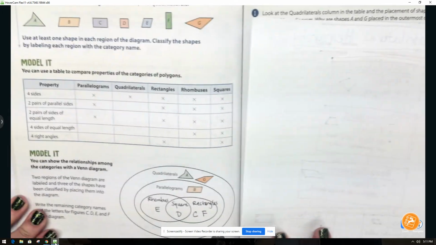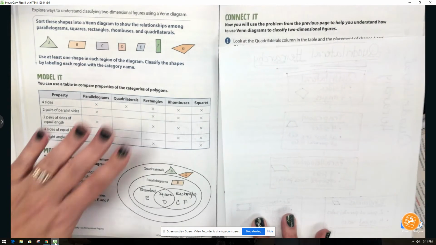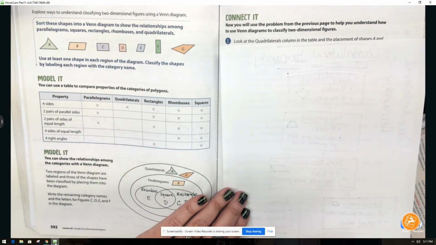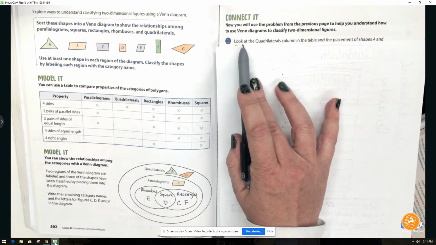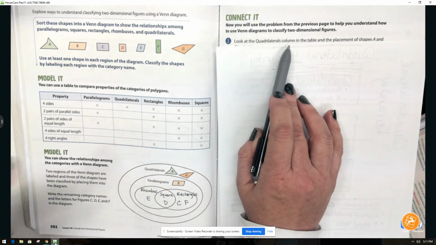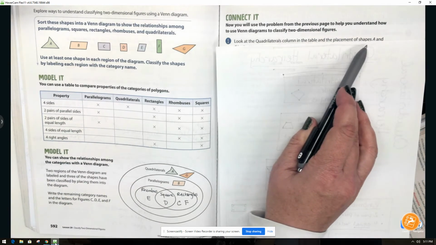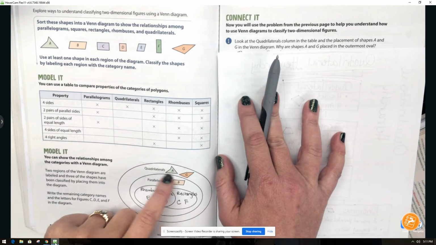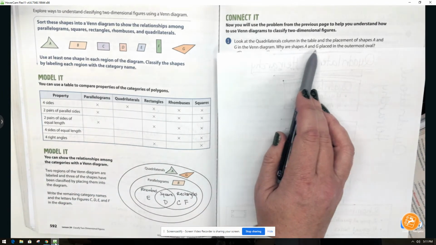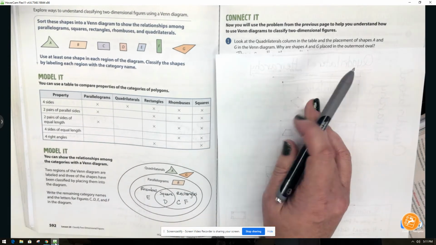Now we're going to make a few connections about what we see over here on the table and in the Venn diagram, and the questions that go along with it. So looking at the quadrilaterals column in the table and the placement of shapes A and G in the Venn diagram, why are shapes A and G placed in the outermost oval?